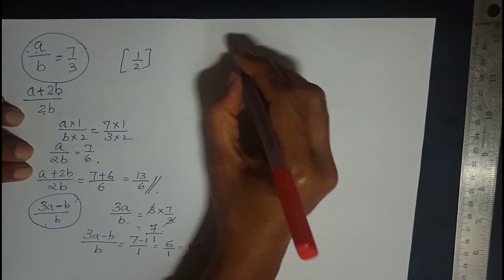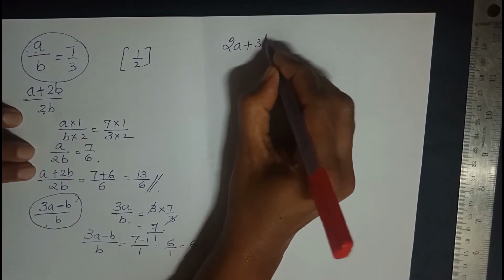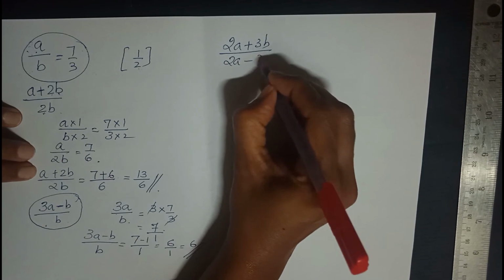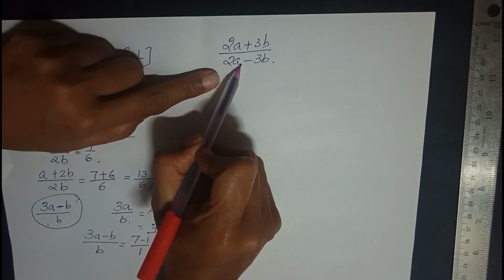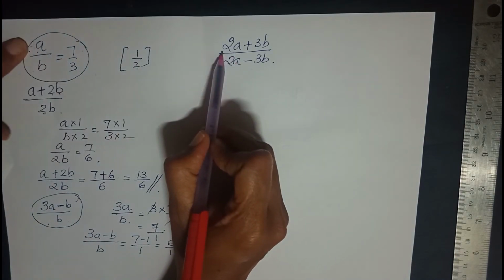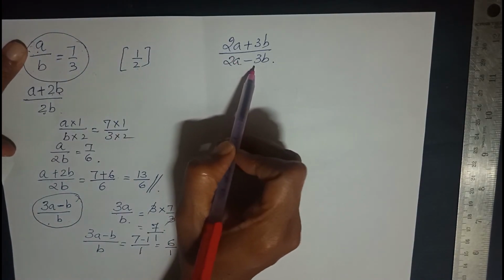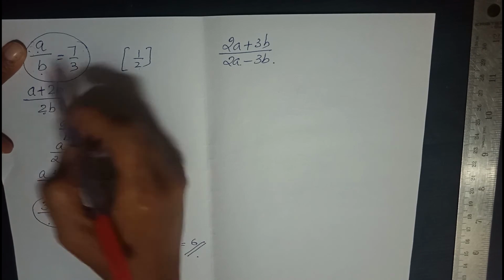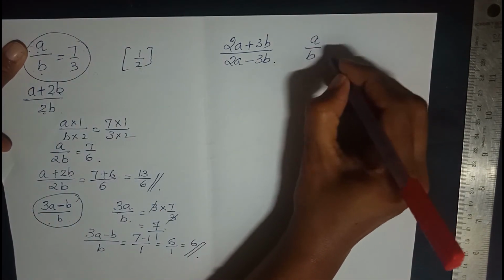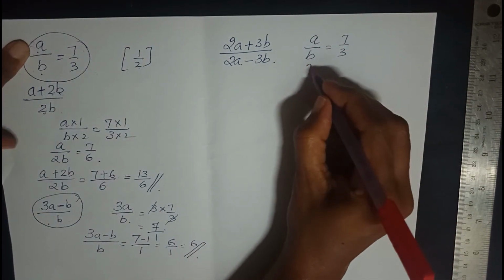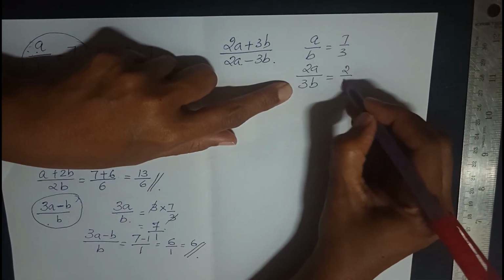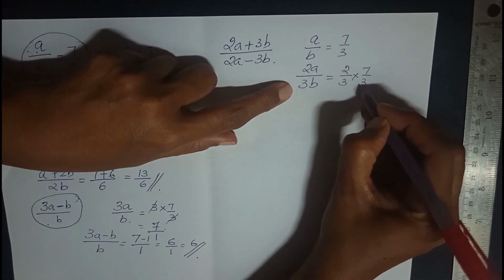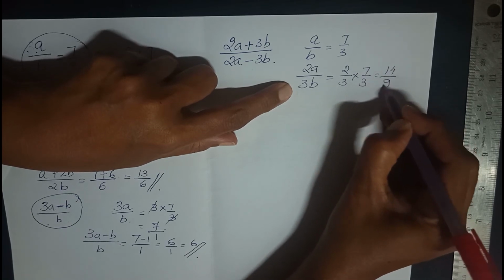Let us say again, I want (2a plus 3b) upon (2a minus 3b). Now looking at this, you can realize it is componendo dividendo. But in front of a I want 2 and in front of b I want 3. So what I will do is multiply this by 2 upon 3. So a upon b is 7 upon 3, and 2a upon 3b, that is multiplying by 2 upon 3, will be 2 upon 3 into 7 upon 3, which is 14 upon 9.